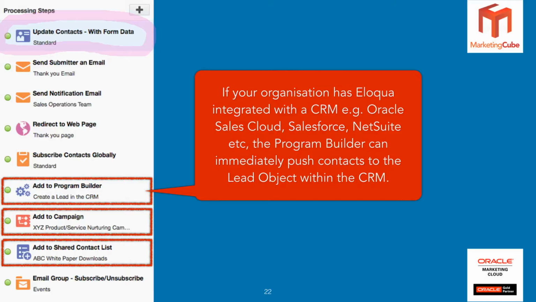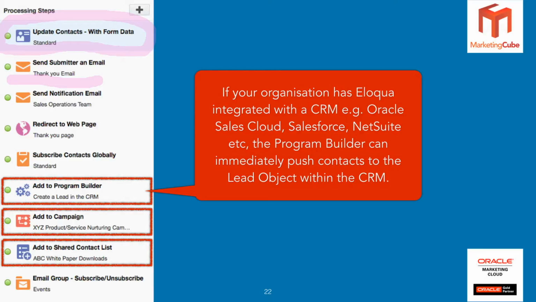The next one there is send submitter an email. So usually you want to confirm for people that what they've done has actually worked. They've hit submit on a form, they've come to a thank you page. The email is just simply confirmation that what they've done has actually worked.